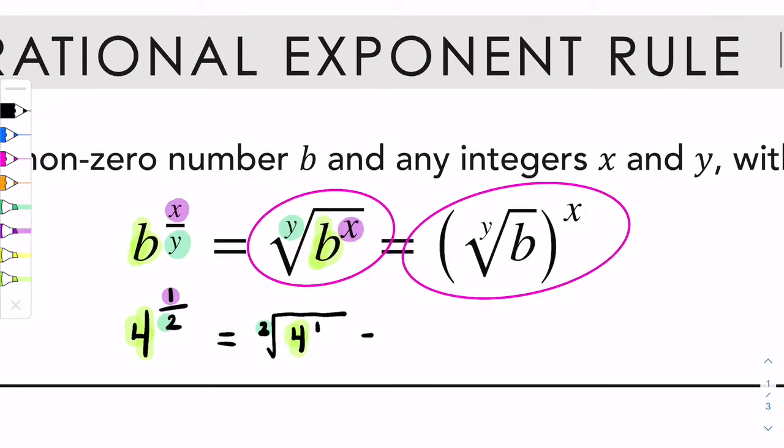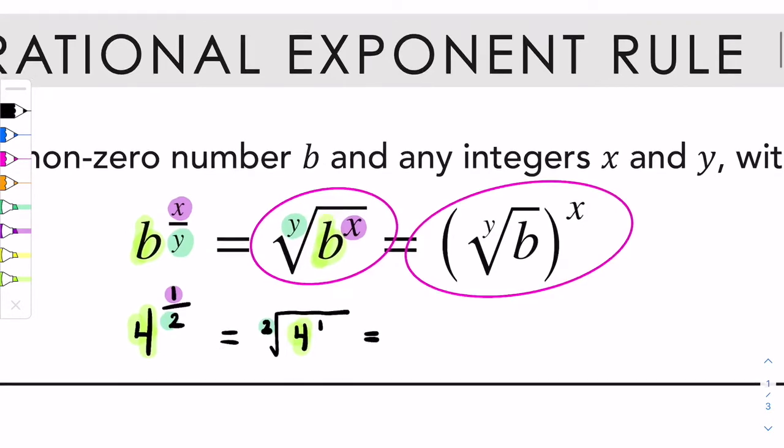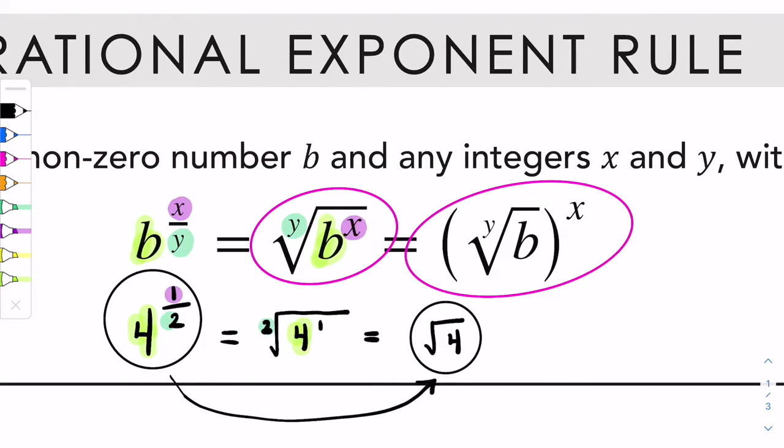Of course, you don't need the index of 2, and you also don't need this exponent of 1. So I could just write this as the square root of 4. So this and this are identical. They are equivalent.